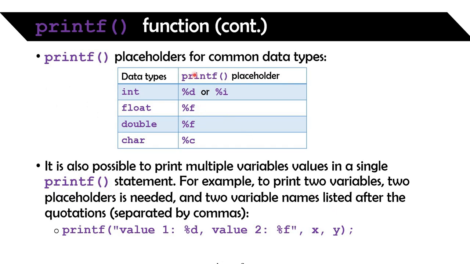These are the various types of placeholders for the common data types. For integer, you use either %d or %i. For float, you use %f. For double, you also use %f. For character, you use %c.